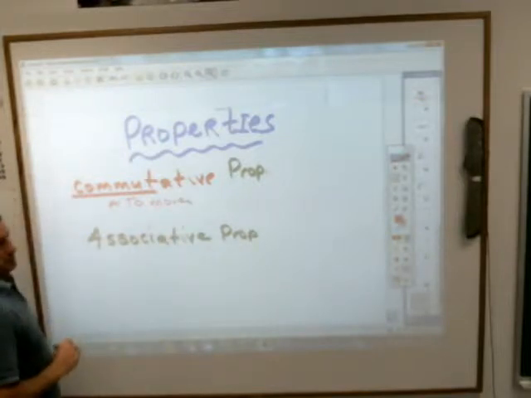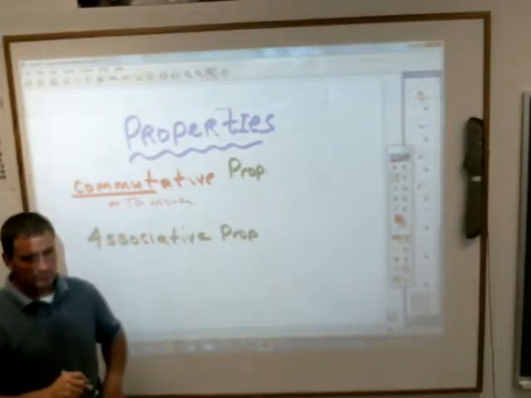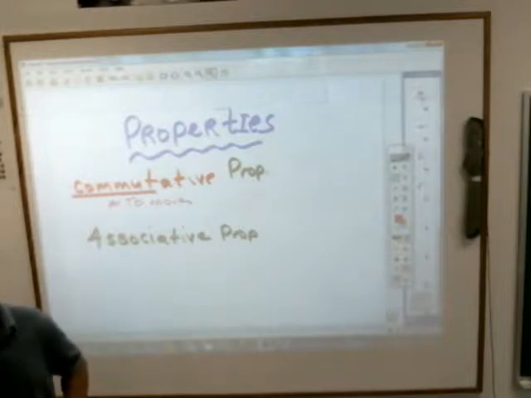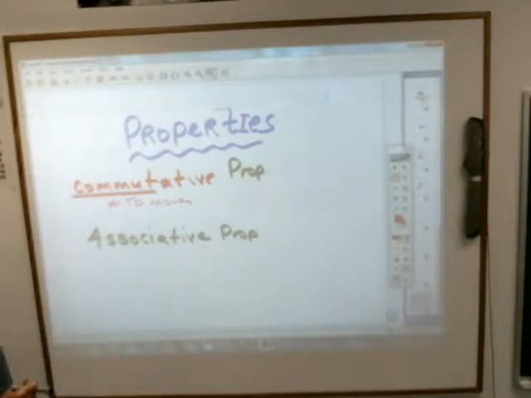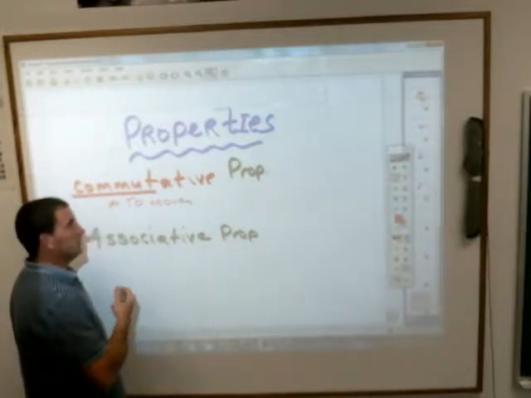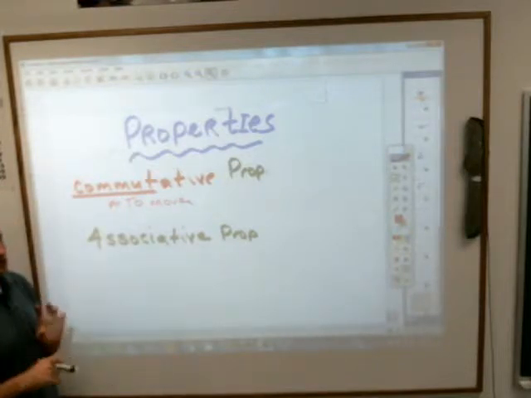Your parents probably commute to work. Sometimes the question would be, do you have a long commute? Does it take you a long time to move? And that's the key to the commutative property. It means that numbers have moved.